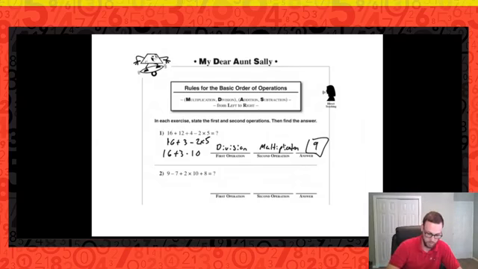So my first operation, I've got subtraction, 2 different sets of addition, and then multiplication. So the first thing I'm going to do is multiply. So let's go ahead and do that. 2 times 10 is 20 plus 8. So 2 times 10 became 20.